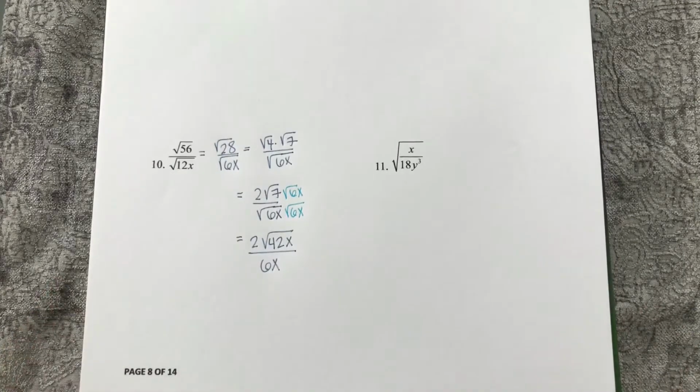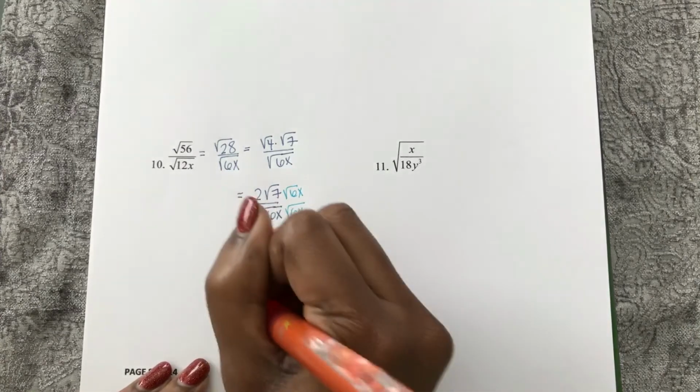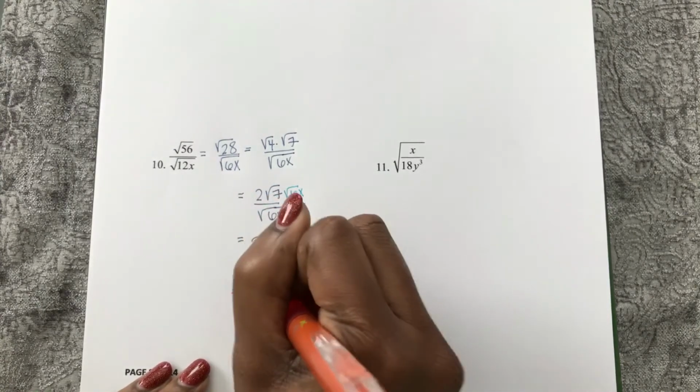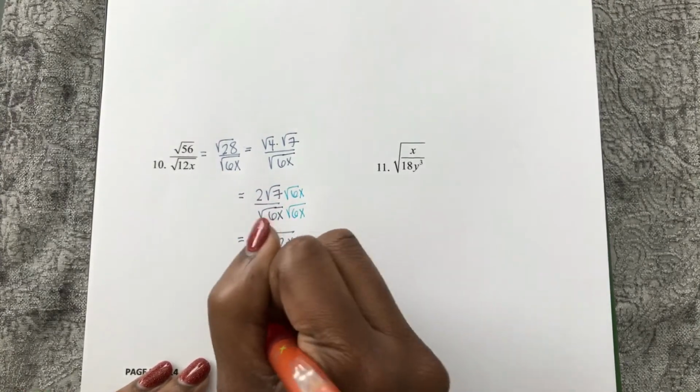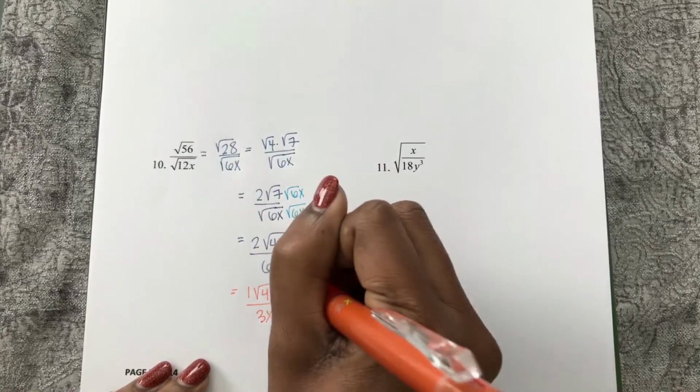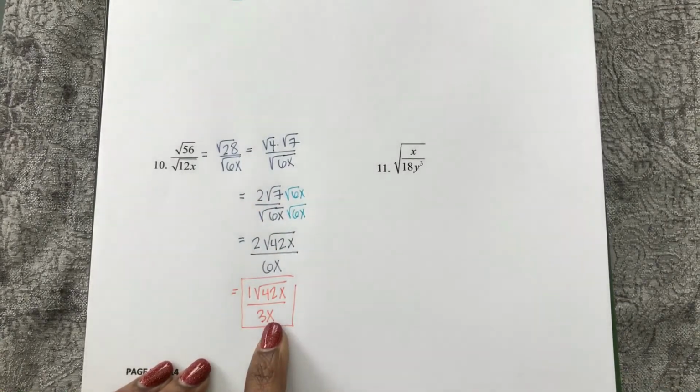So now don't forget 2 over 6 simplifies. So my final answer is 1 square root 42x all over 3x. And my denominator does not have a radical, so it is simplified.